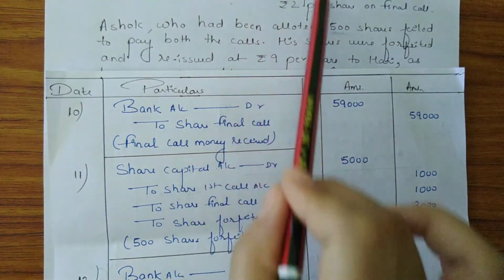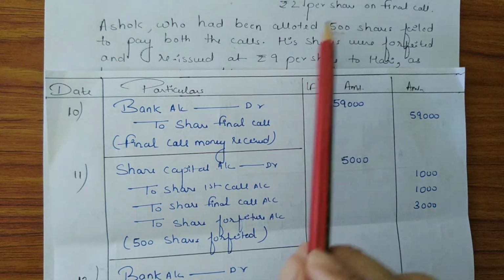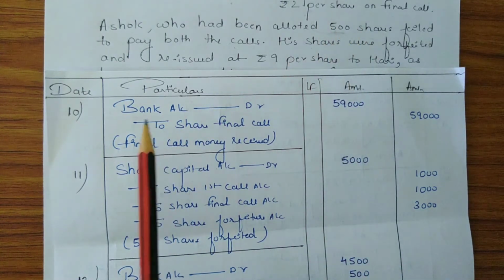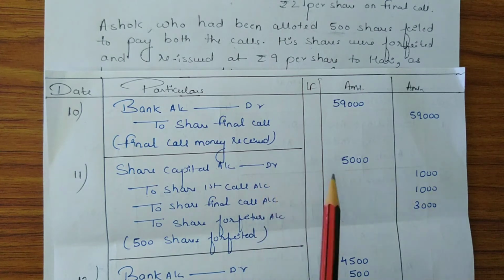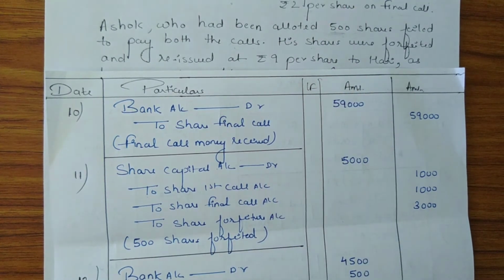So how much was the called up value? 3 on application, 3 on allotment, 2 on first call, 2 on final call. So total is 10. So called up value is 10 and the number of shares forfeited is 500. So the share capital account will be debited with 500 into 10, that is 5,000.